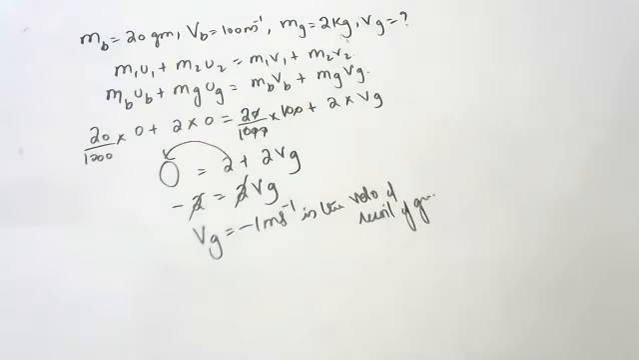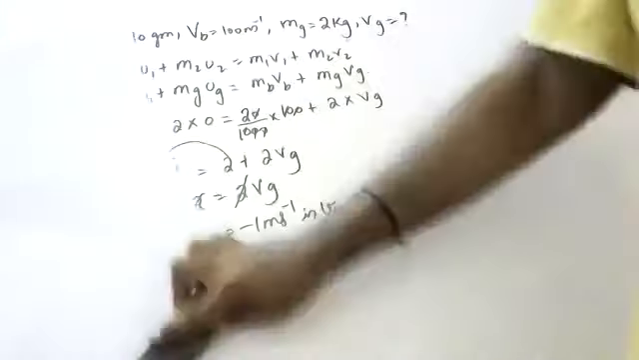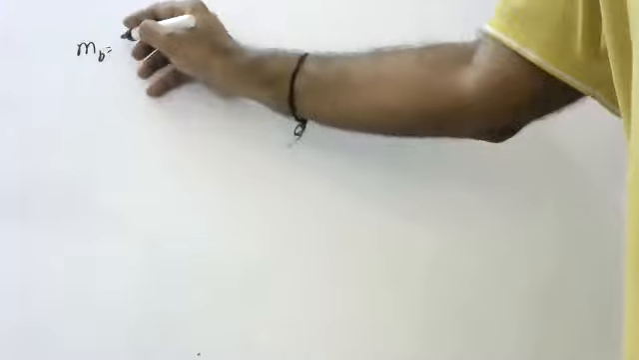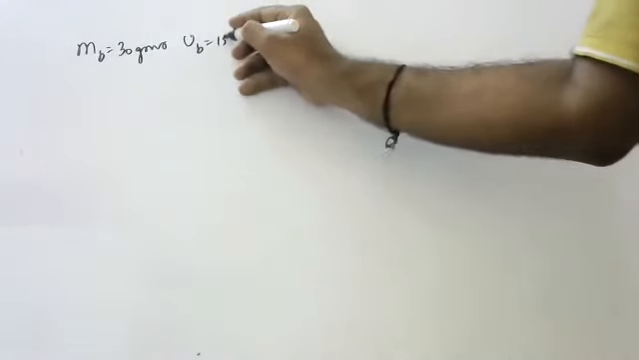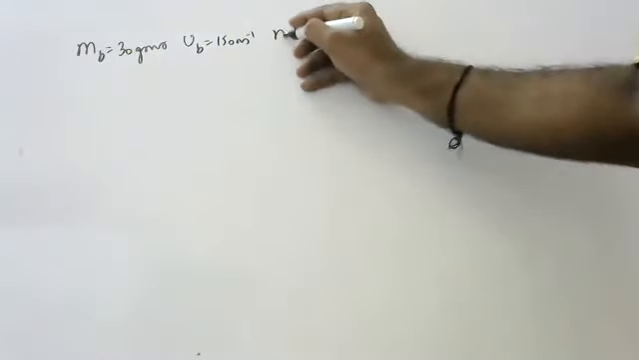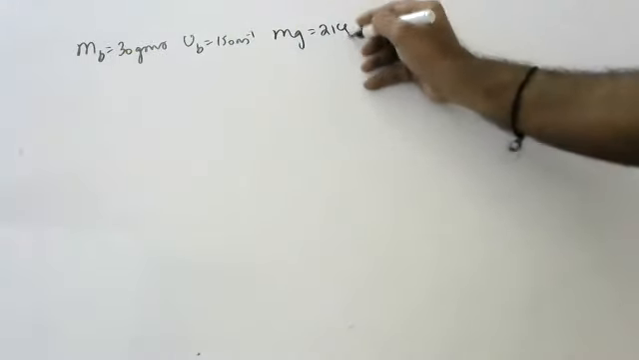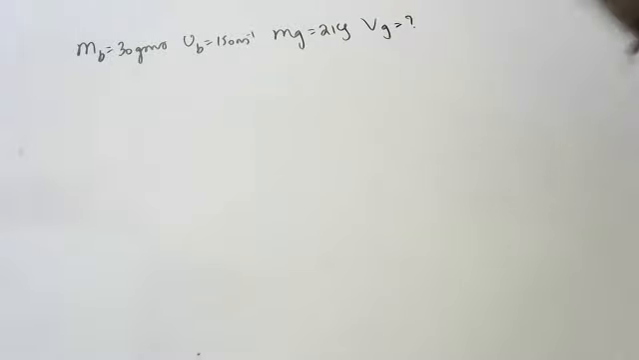Same question, one more I will tell you if anyone is interested, because these are very, very important. Mass of bullet is 30 grams. Velocity of the bullet is 150 meters per second. Mass of gun is 2 kg. Velocity of recoil of gun is what? Anyone?